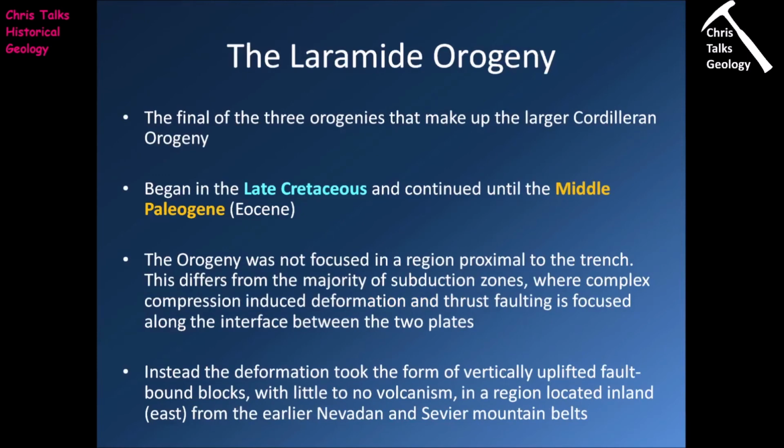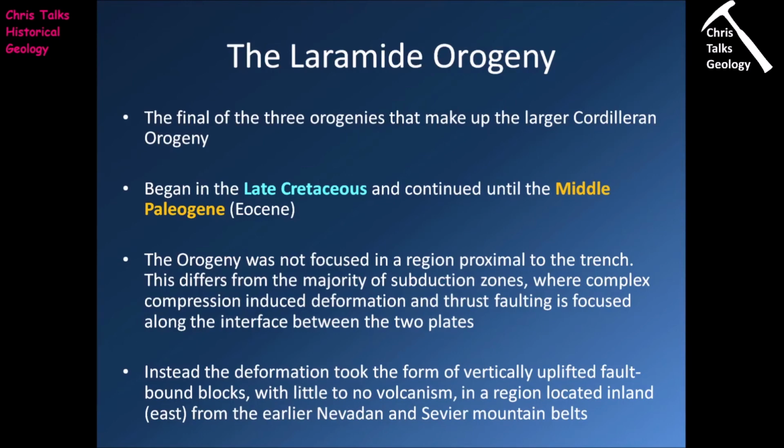So we know the Laramide Orogeny is the final orogeny of the three orogenies that formed the larger Cordilleran mobile belt. Now, the Laramide Orogeny began in the late Cretaceous, so we already discussed it a little bit in the previous Earth history lecture. However, it continues until the Middle Paleogene, to be more accurate, the Eocene. Now, the orogeny was not focused in a region proximal to the trench, and this differs significantly from the Nevadian and the Sevier orogenies. The Nevadian and the Sevier orogenies were essentially focused more towards the trench itself, so more towards the subduction zone.